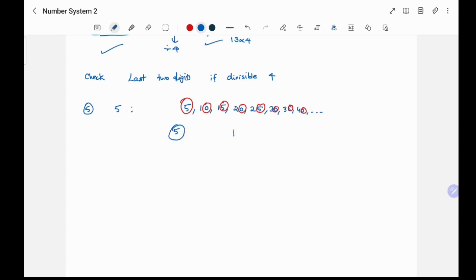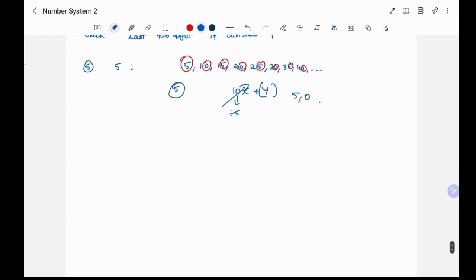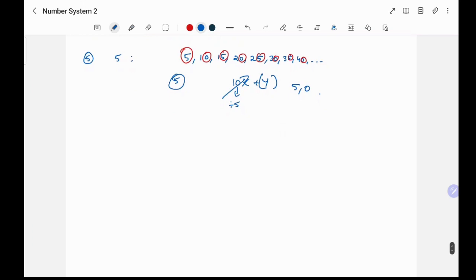Again, why is this the case? Similar to the number 2 we checked, any number is represented this way. This part is divisible by 5, so it never comes into the picture. Only the last digit we are concerned with. For it to be divisible by 5, it should be either 5 or 0. Okay. So this is for number 5. Fairly straightforward.